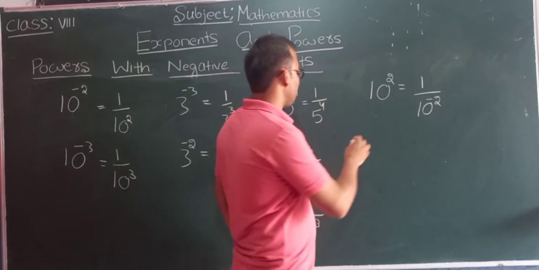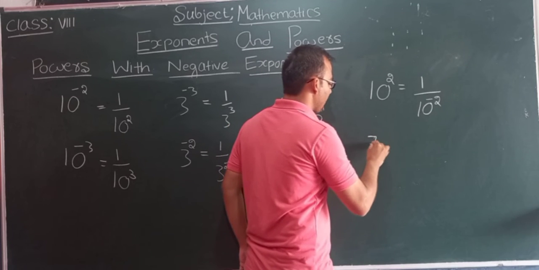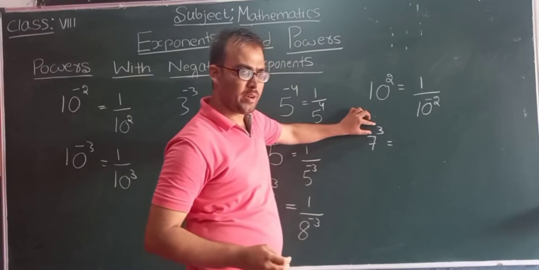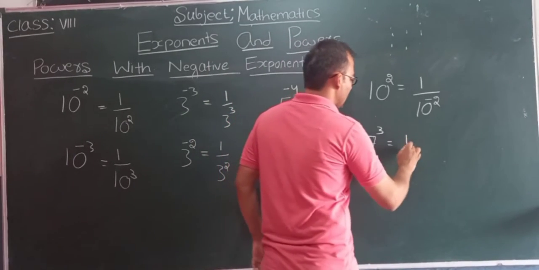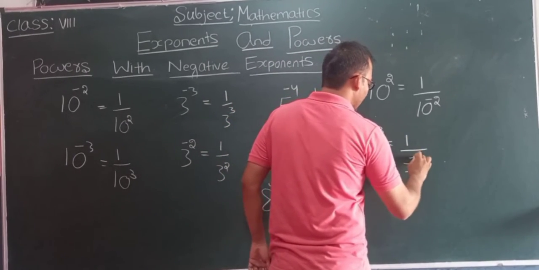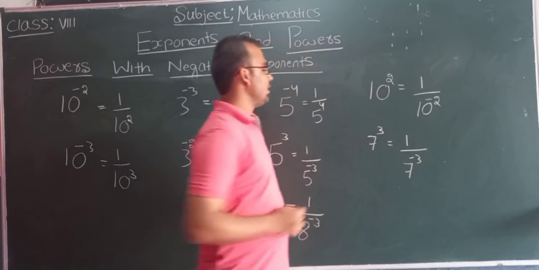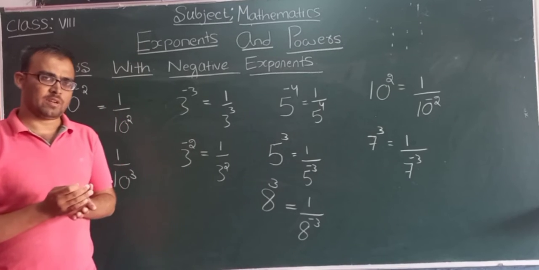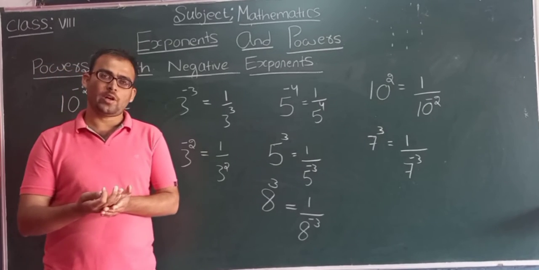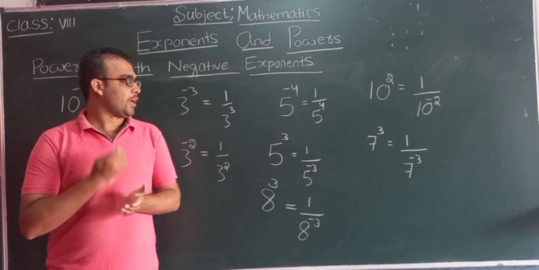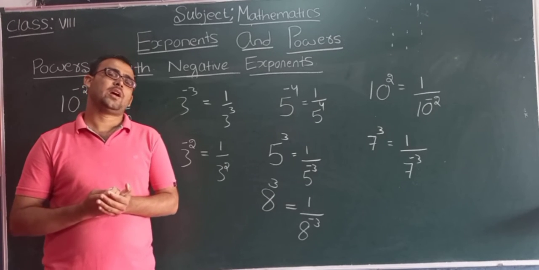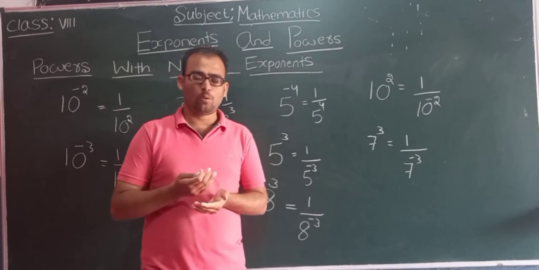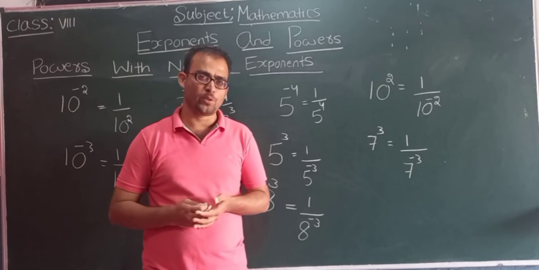Next, if you want to write 7 to the power minus 3, here the power is negative. So if you reciprocal it, you will get 1 by 7 to the power 3. So if there is a positive exponential value, if you reciprocal it, you will be getting a negative exponential value. And if there is a negative exponential value, if you reciprocal it, then you will be getting a positive exponential value.